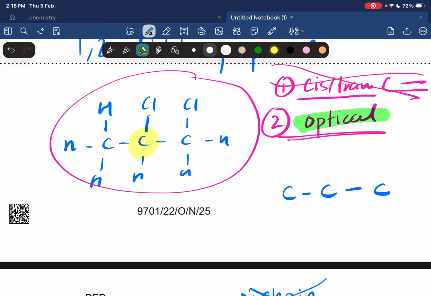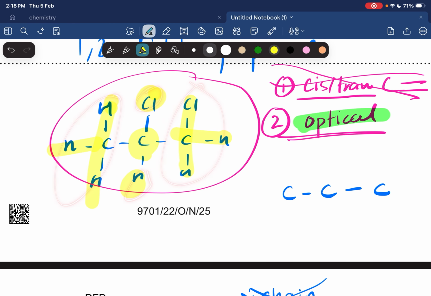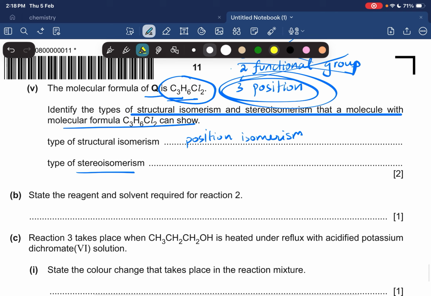Look at this carbon over here. It has this CH3 bonded over here, a chlorine on top, a hydrogen on bottom, and a CCl-CH2 over here. So there are 4 different groups. So the type of stereoisomerism over here is going to be optical isomerism, right?